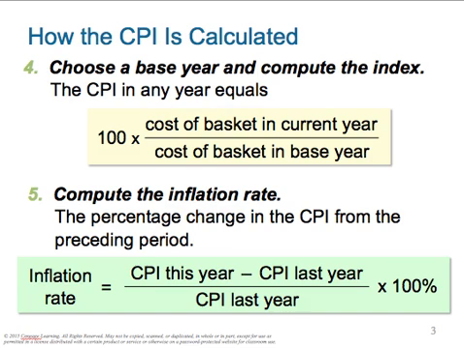Lastly, we compute the inflation rate, the percentage change in CPI from the preceding period. The inflation rate is the CPI this year minus the CPI last year divided by the CPI last year. So everything's in terms of the previous year. So this year minus last year divided by last year, put in percentage terms when we multiply by 100.